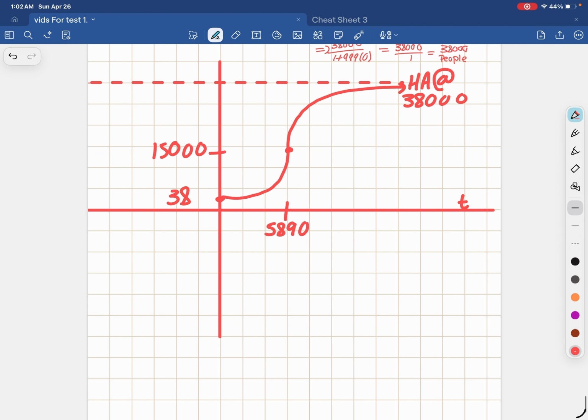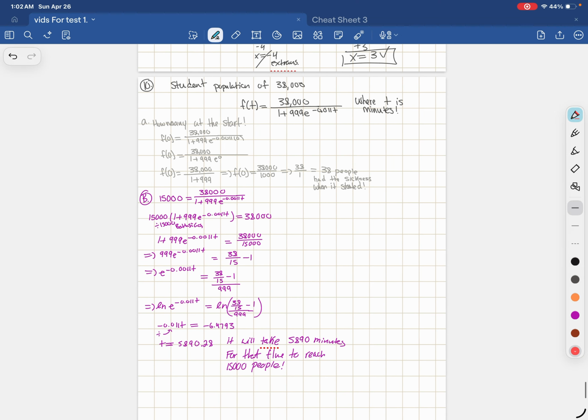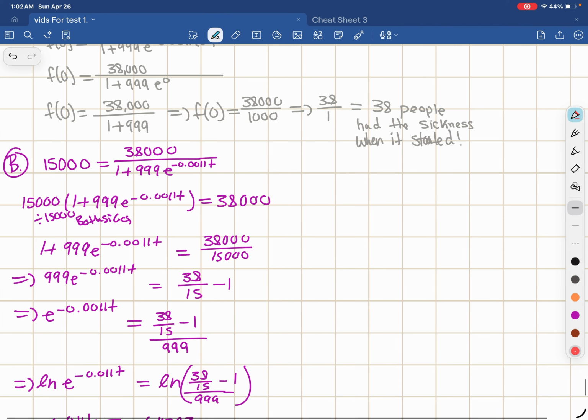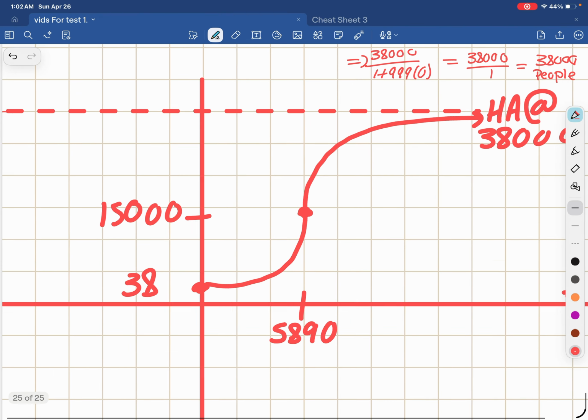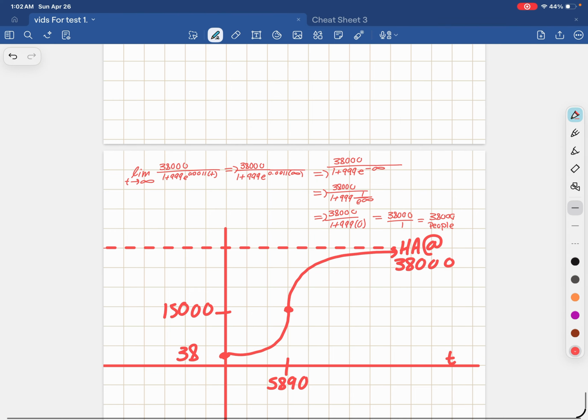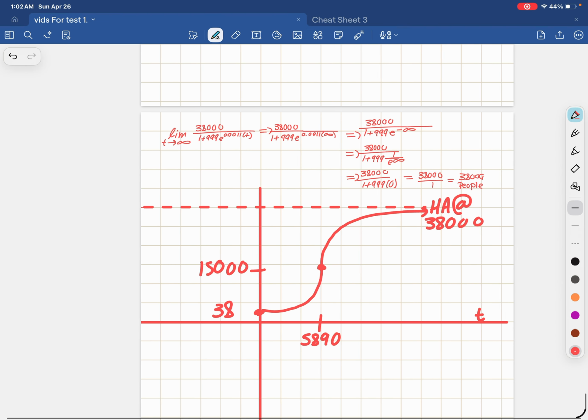Again, we get these 2 points. This point is our starting initial point, and we start to curve up, and this point is what we get from right here, whatever time frame that gives us. Remember, it said 15,000 people have it at this point, and it takes around 5,890 minutes to get that. And then we figure out our HA by using our limits, and that's how you do that problem.